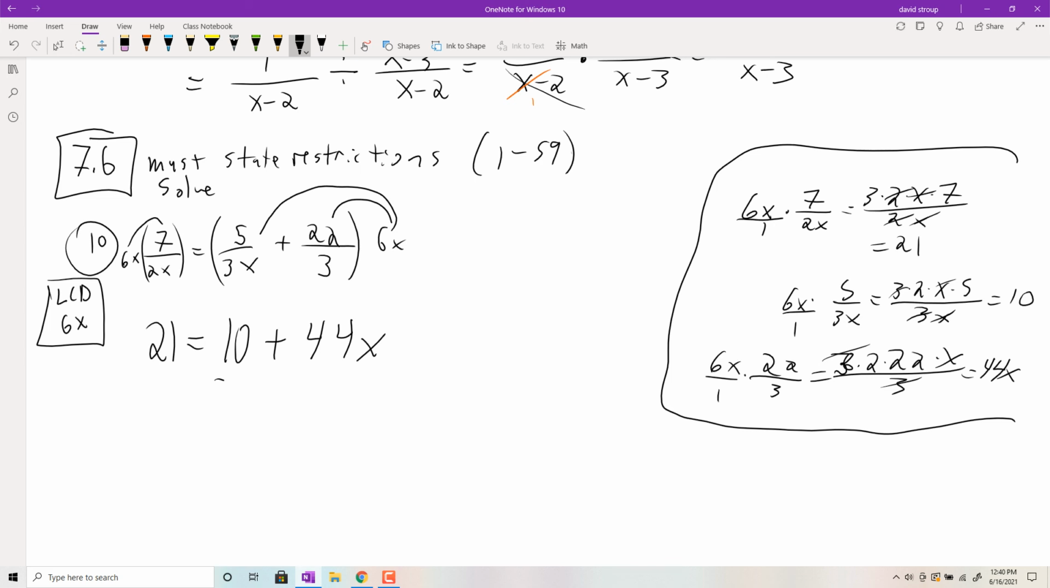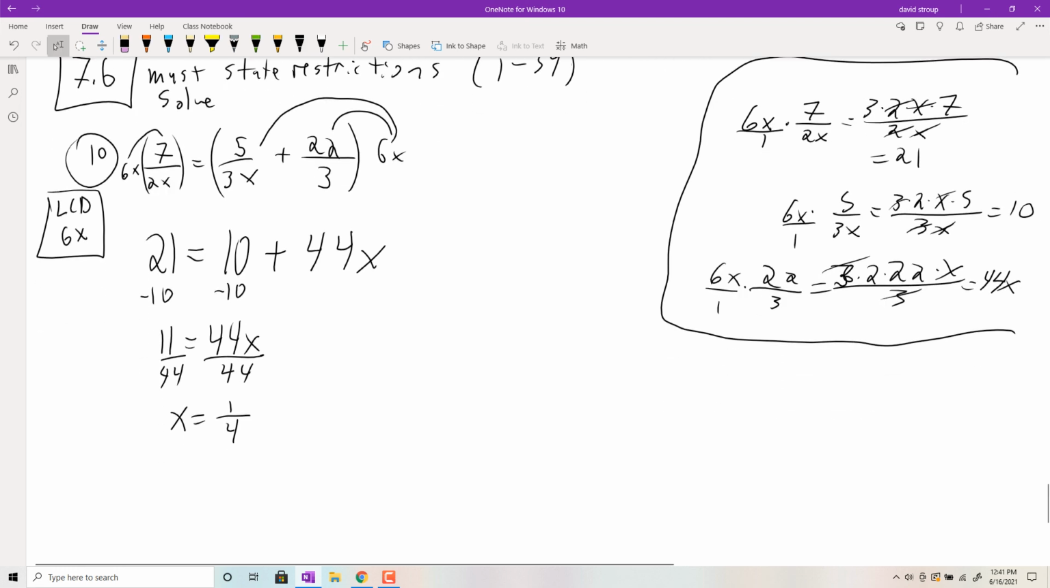Anyways, once you're here, then you're going to isolate the variable. So I get 11 equals 44x. And then I'm going to divide by the 44. And I'm going to flip-flop sides. You always want x, like you're reading in English from left to right. You want to put x, and then on the other side, 11 over 44 is the same as 1 over 4.